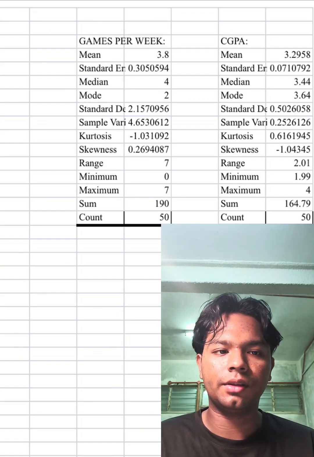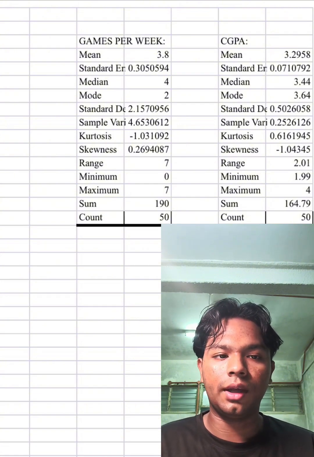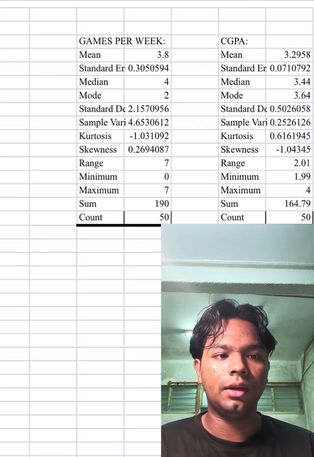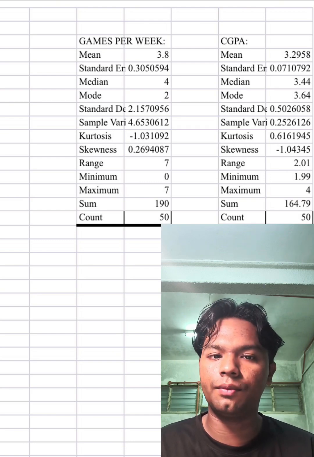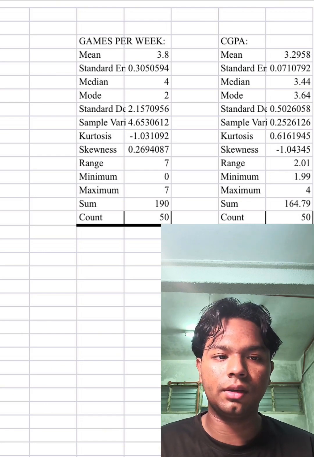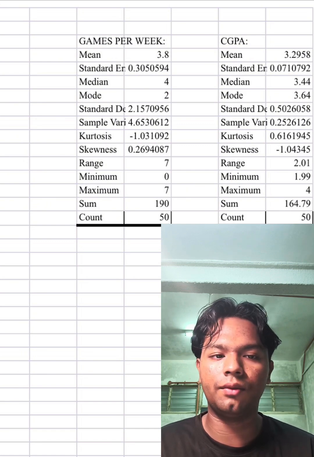Next, I will explain the summary of CGPA data from our 15 respondents. Based on the analysis, the average CGPA is 3.30. This shows that overall the students in our sample perform at a fairly good academic level. The median CGPA is 3.44, meaning half of the students score above 3.44 while the other half score below it.